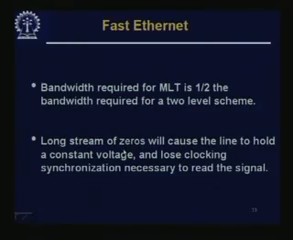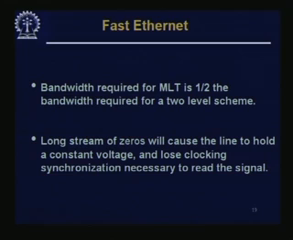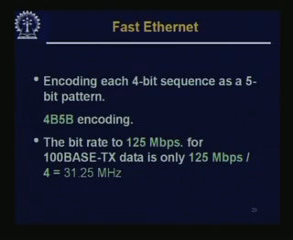So the bandwidth required for MLT is half the bandwidth required for a 2-level scheme. Half is of course a rough figure. A long stream of zeros will cause the line to hold a constant voltage and lose clocking. So synchronization is necessary to read the signal. This is one problem which is handled in various ways, so we will not go into the details of that.